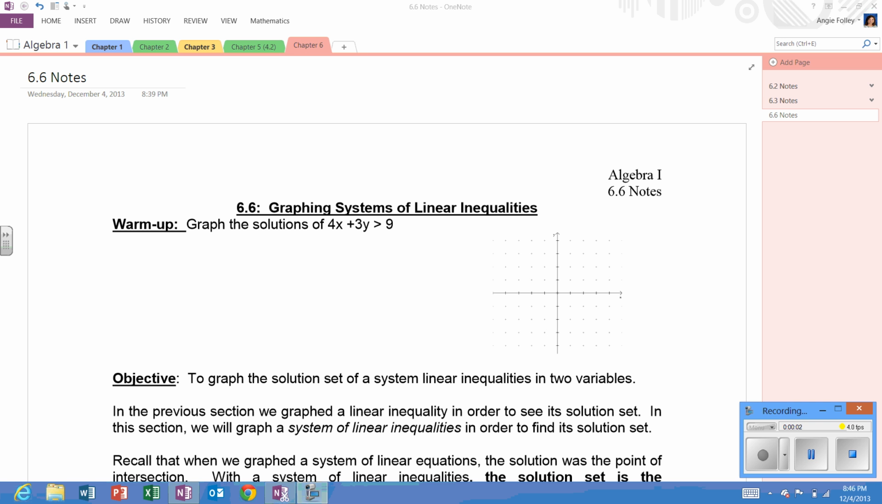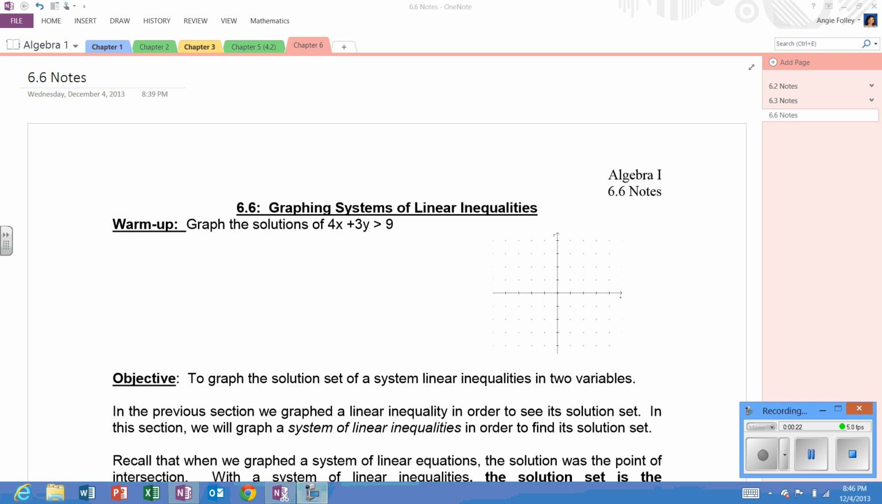Right, so we're on lesson 6.6 of Algebra 1. We're looking at graphing systems of linear inequalities. In the last lesson, we looked at just graphing inequalities. So now we're going to look at graphing systems of linear inequalities. And remember, a system is when you have two or more equations, okay?